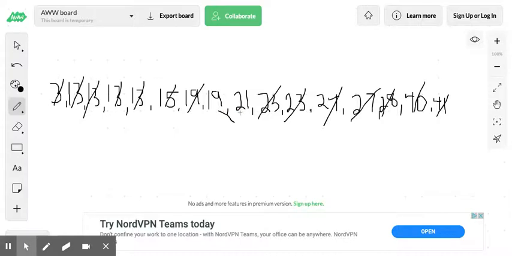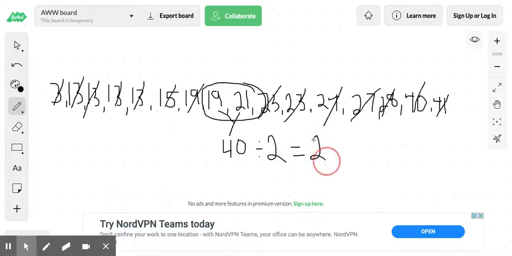So what we have to do is add these together, 19 plus 21, which gives us 40. And then we divide the 40 by 2, because we have 2 left over here. And 40 divided by 2 equals 20. So 20 is our median.